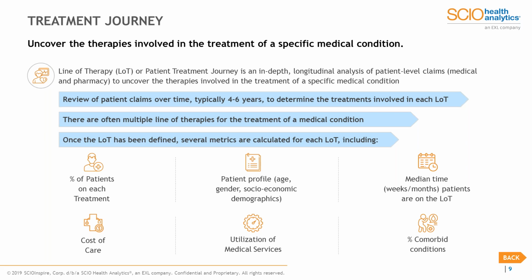With the cost of care, utilization of medical services, and comorbid conditions, we start to gain an understanding of the clinical and financial outcomes for the patient within each line. And we certainly see differences in outcomes by line and within each line by treatment regimen.